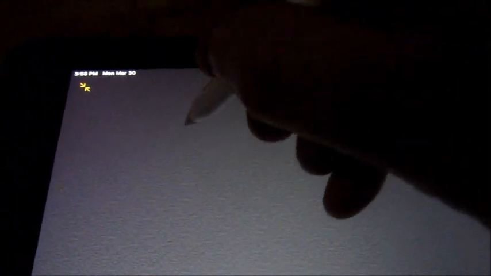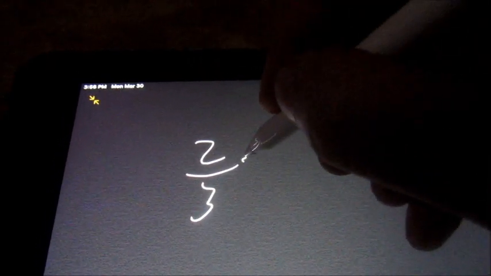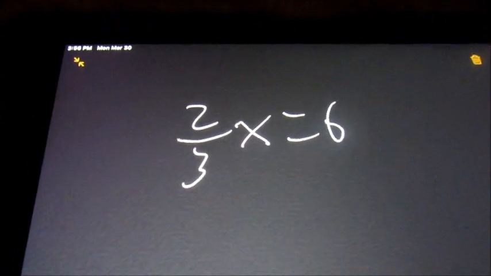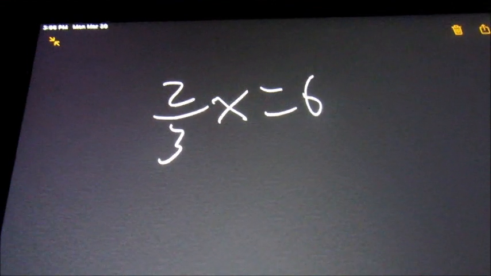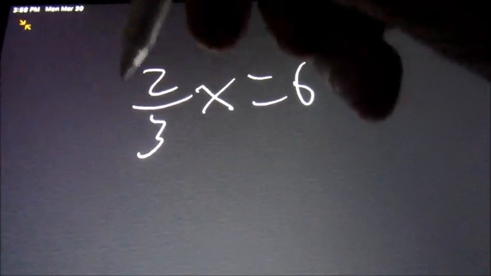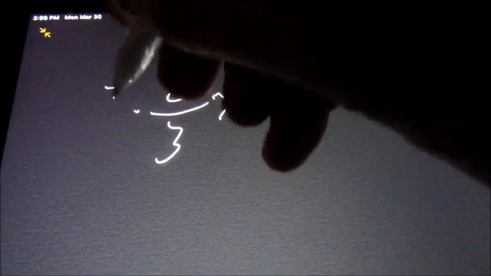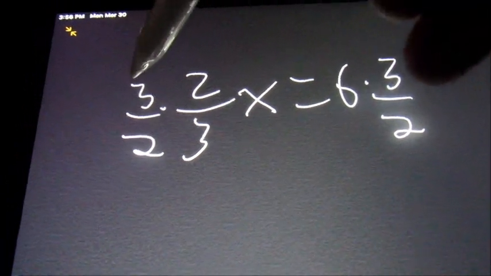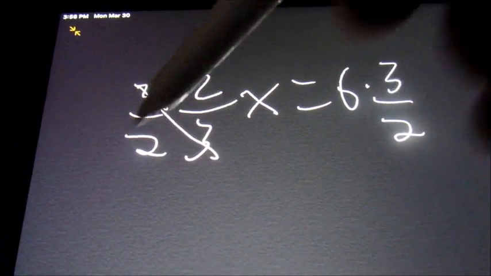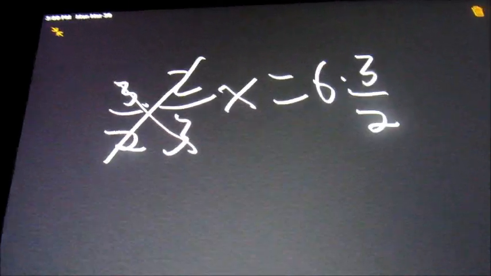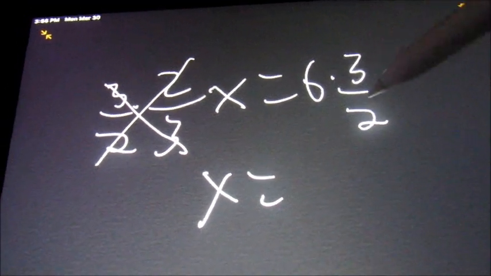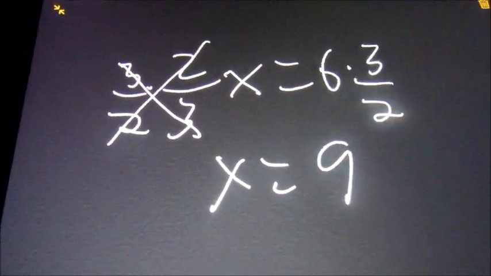Okay, next what I'm going to have is one that has a fraction in it, but it's 2 over 3 x equals 6. When we have a fraction times a variable, all we have to do is multiply both sides by the reciprocal of the fraction. So the reciprocal of 2 over 3 is 3 over 2. So I'm going to multiply both sides by 3 over 2. When I did that, 3 divided by 3 is 1. 2 divided by 2 is 1. So that all cancels. We're left with x equals 6 times 3 is 18. Divided by 2 is 9.